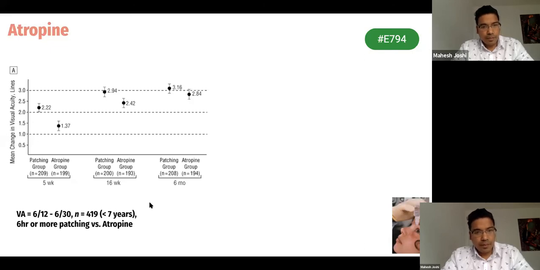So just prescribing atropine instead of patching, which again you'd expect better kind of compliance from the patient and reduced kind of psychosocial effect on the child. So atropine works quite well for moderate amblyopia.